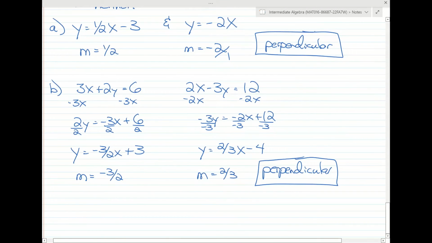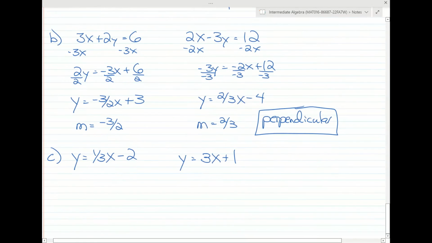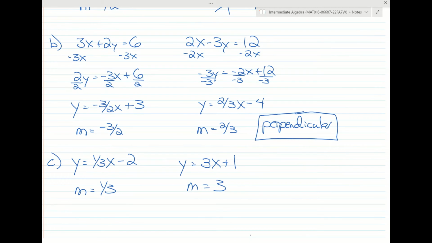And the problem with this is, what if we had y is equal to 1/3 x minus 2 and y is equal to 3x plus 1? Looks like it's already in slope-intercept form. It doesn't look like the slopes are the same, so they're not parallel. Are they perpendicular? No, I don't think so either. So these, we would just say this is neither.